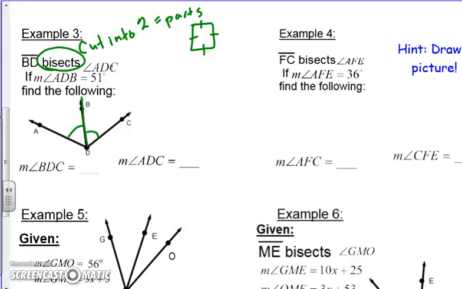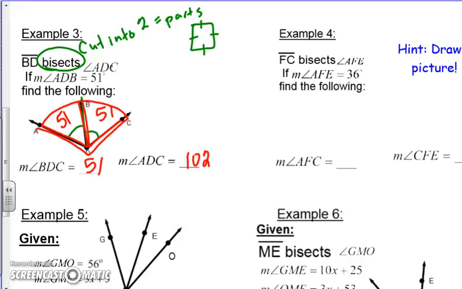Then it tells me that the measure of angle ADB is 51. How big is the measure of angle BDC? 51. 51, very good. 51 plus 51 equals 102. So if I add those two together, then to give me ADC, which is this entire thing, would be 102. Everybody good? Good. Did you already do 4 or you need a second?